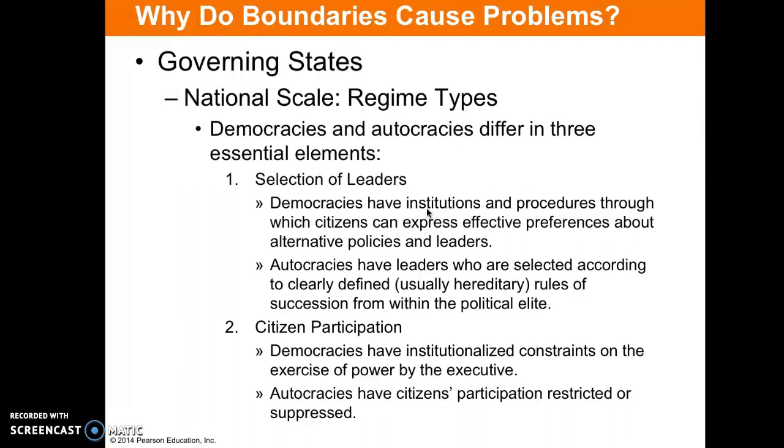As far as citizen participation, democracies have institutionalized constraints on the exercise of power by the executive. So in a democracy, the head of state has limits to their power, clearly defined limits, and usually a system of checks and balances. And this goes for every branch of the government. There are clearly defined limits. Another hallmark of a democracy. In autocracies, the citizens' participation is restricted or suppressed.